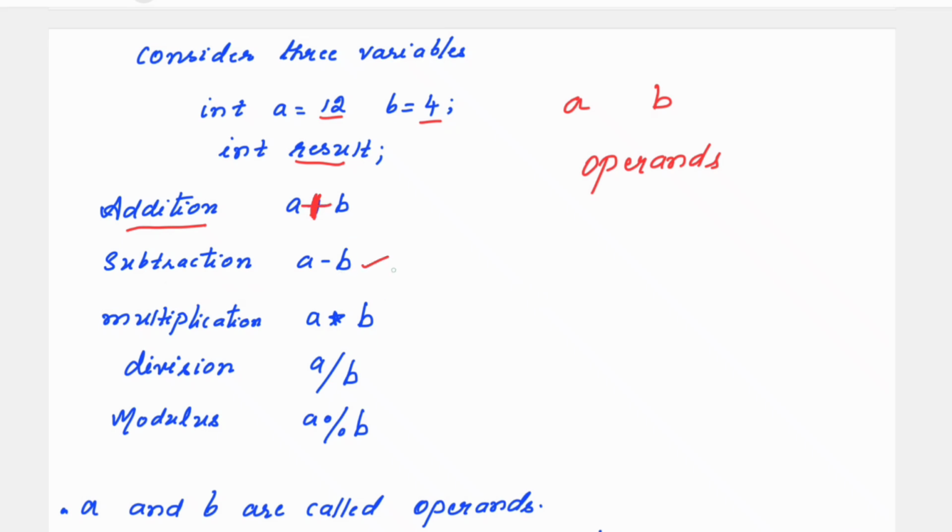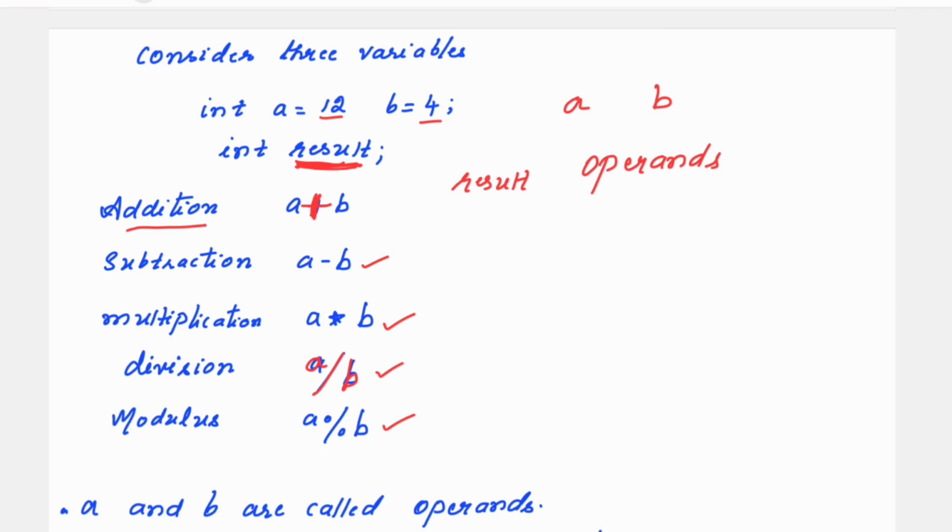Subtraction you are going to perform like this: a minus b, multiplication a into b, division a slash b, and for the modulus operator you have a percentage symbol b. These expressions will be evaluated and the value will be stored in the variable result. Here is what you have declared, that variable result, and the data type is integer.